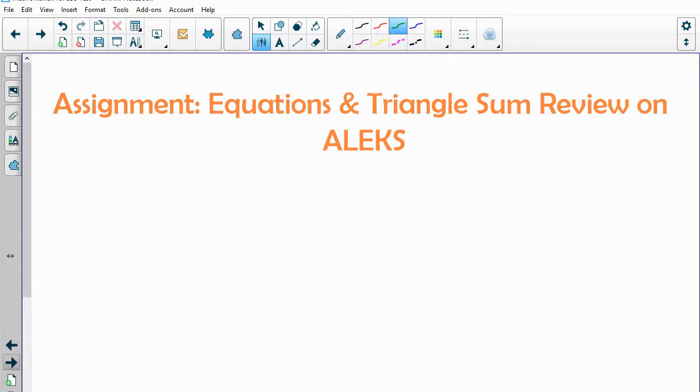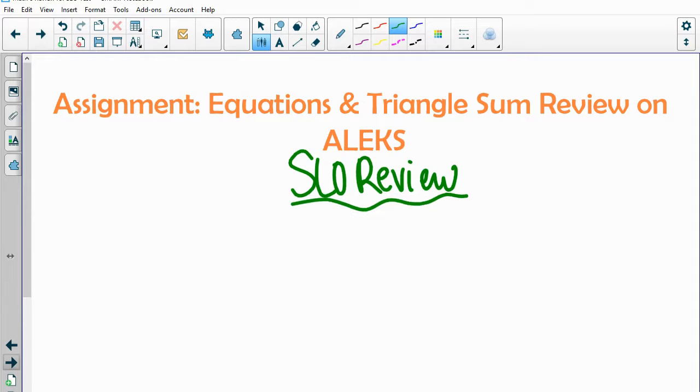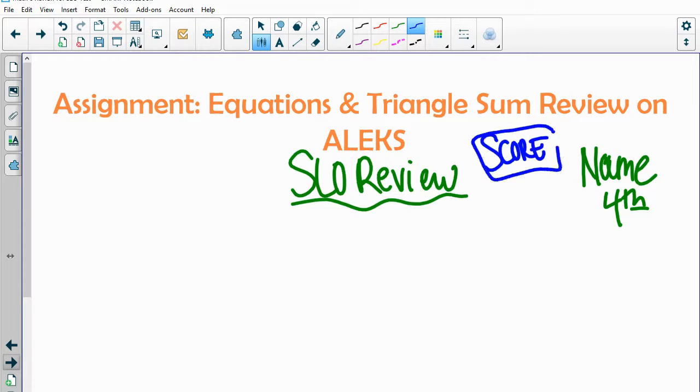So if you'll get a clean piece of paper in your notebook for the assignment today, it's actually called the SLO Review. So we title your assignment SLO Review today. And get your name, first and last name, hour. Okay, so you'll show your work on this paper. Once you're happy, because you get to try every problem as many times as you want to, put your score at the top of your page and take a picture, upload it in Canvas. Okay, keep working on those passages.